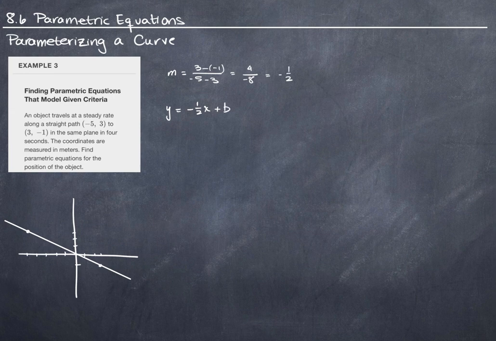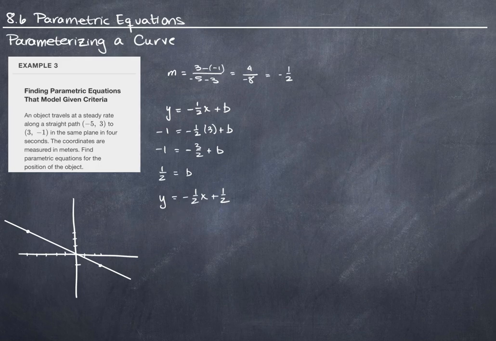All right, let's see, we'll use the 3, -1 point. If x is 3, y is -1 at that point. So I'm going to have -1 equals -3/2 plus b, adding 3/2 to both sides, that's adding 1.5 to both sides. You get 1/2 equals b. So the equation is y equals -1/2 x plus 1/2.